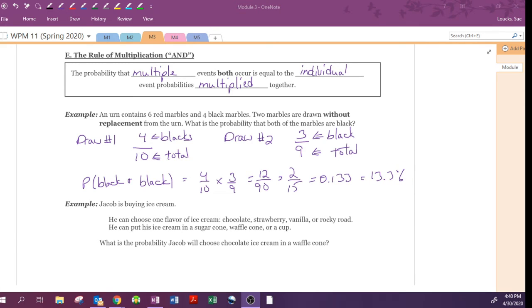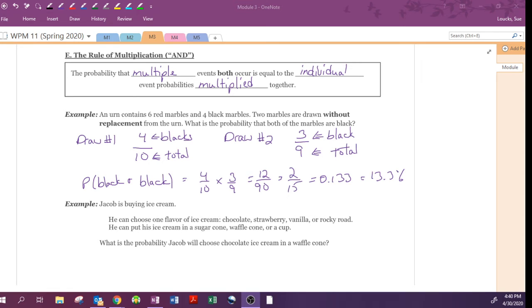Okay, another example. Jacob is buying ice cream. He can choose one flavor of ice cream: chocolate, strawberry, vanilla, or Rocky Road. He can put his ice cream in a sugar cone, waffle cone, or a cup. What's the probability that Jacob will choose chocolate ice cream in a waffle cone? Now, we're going to just pretend he's choosing randomly, because if he's got a favorite, it's not going to be probability, right? So he can randomly pick any of these combinations.